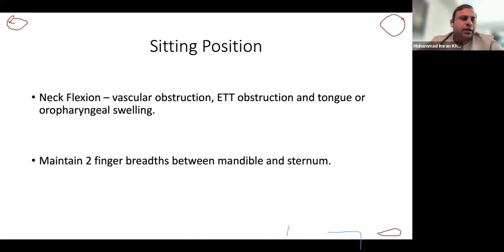Then the next issue comes with neck flexion in the sitting position. It can lead to vascular obstruction in the neck, kinking or obstruction of the endotracheal tube or supraglottic airway, and tongue and oropharyngeal swelling. We maintain a 2-finger breadth of space between the mandible and the sternum and position the head to avoid these complications that can happen with neck flexion, especially in long cases.